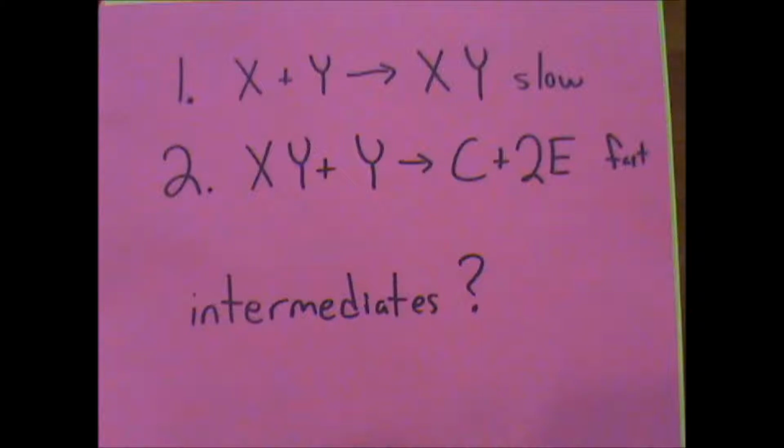So again, here we see the intermediate is XY, it gets formed in the middle of the reaction, and then later in the second step it gets used to make the final products. So that would be your intermediate, the XY.